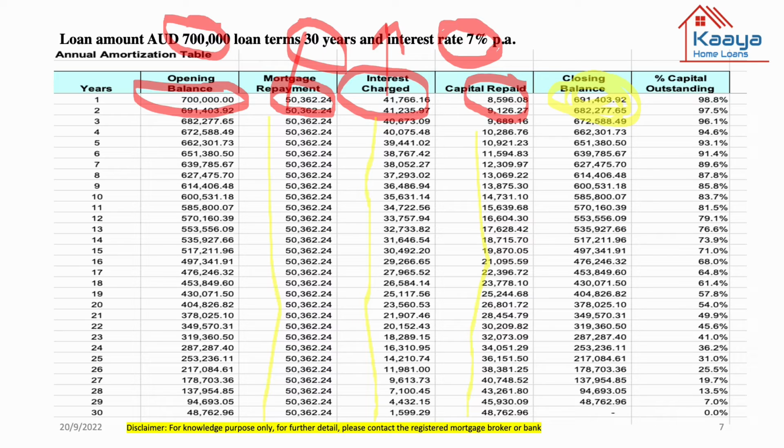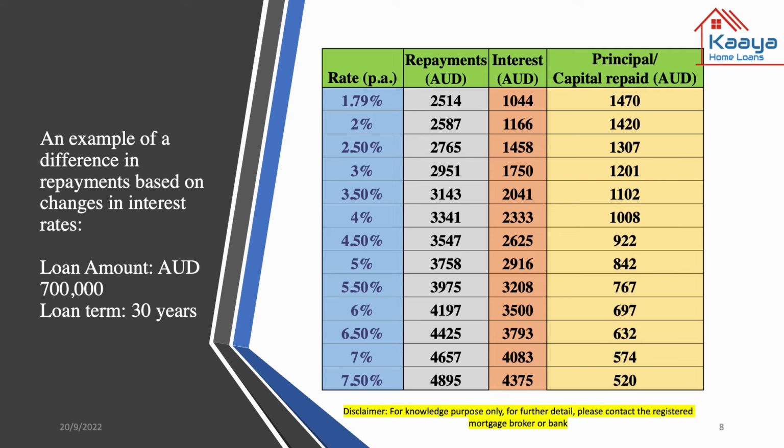At least this video will help you understand how you are paying your interest, how you're making your payments, how interest is being charged by the bank, and how your loan is being calculated by the bank. For clear understanding, I have created this example. For example, loan amount is 700,000 and loan term is 30 years. What could be your repayment at different interest rates, and what could be the interest and the principal that you are paying?